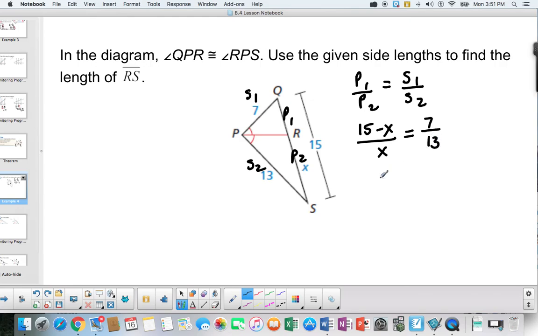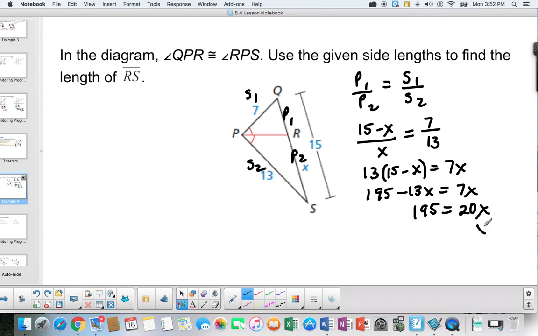A lot of students forget to distribute, and this is a big mistake they make in their algebra. 13 times 15 is 195, minus 13x is equal to 7x. So 195 is equal to 20x, and x is equal to 9.75. We were asked to find RS, which is x. So we have found this length.